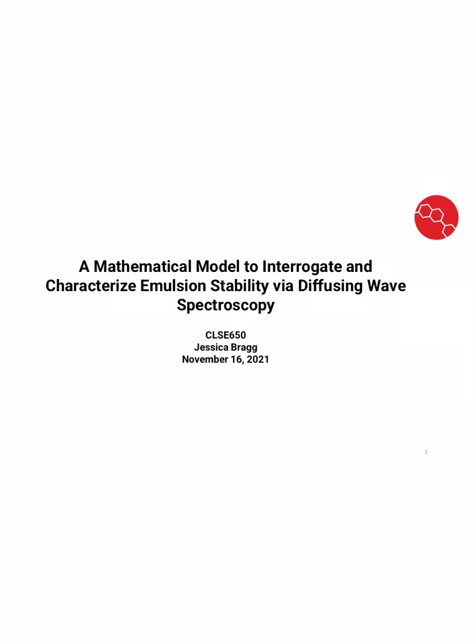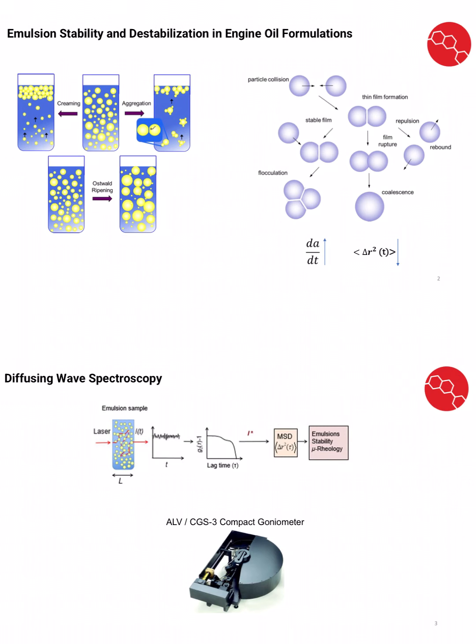Hi everyone, today I'm going to discuss a mathematical model to interrogate and characterize emulsion stability via diffusing wave spectroscopy. Emulsions are thermodynamically unstable. An emulsion is destined to phase separate, it is just a question of when. Diffusing wave spectroscopy, or DWS, is a way to non-invasively interrogate changes in size with time in a dense suspension. DWS allows one to observe the evolution of drops and understand the kinetics of emulsion destabilization.